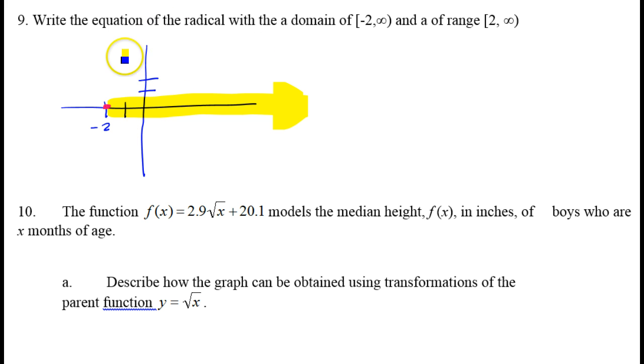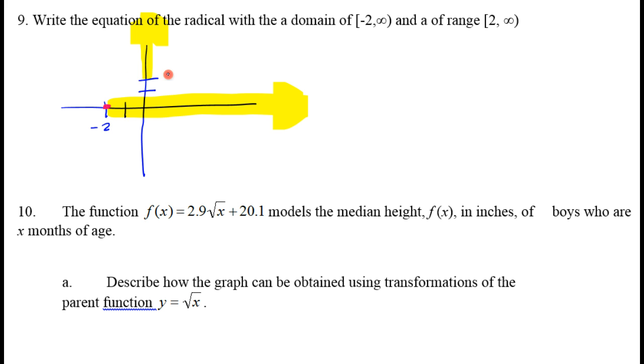Everything's deleting itself on me today. I don't know why. But the range has to start here and go up. So as far as the range goes, it could start here and go up like this. Or it could start here and go up. Or it could start here and go up. All three of these graphs that just disappeared start at 2 and go to infinity.